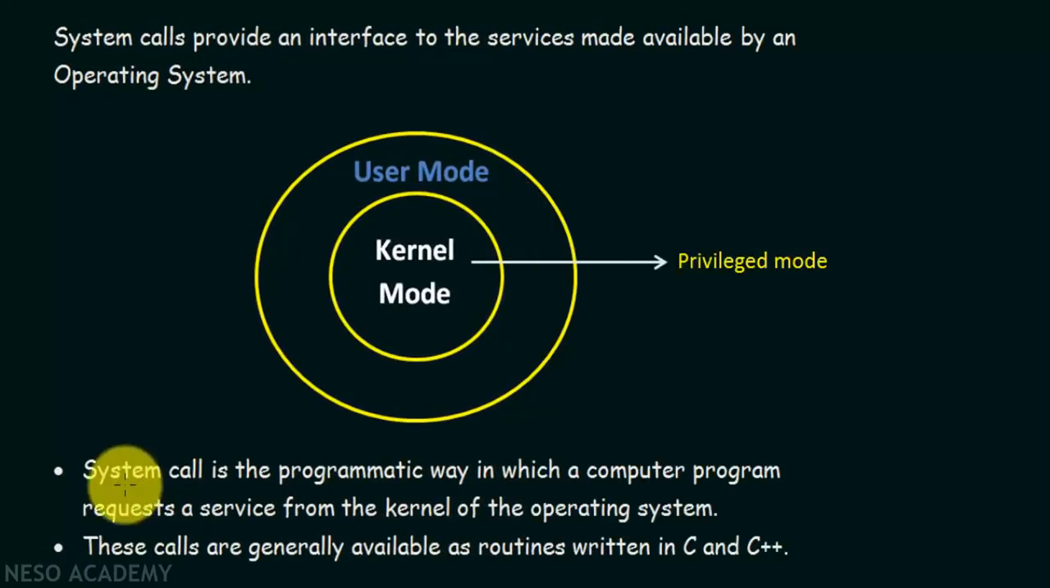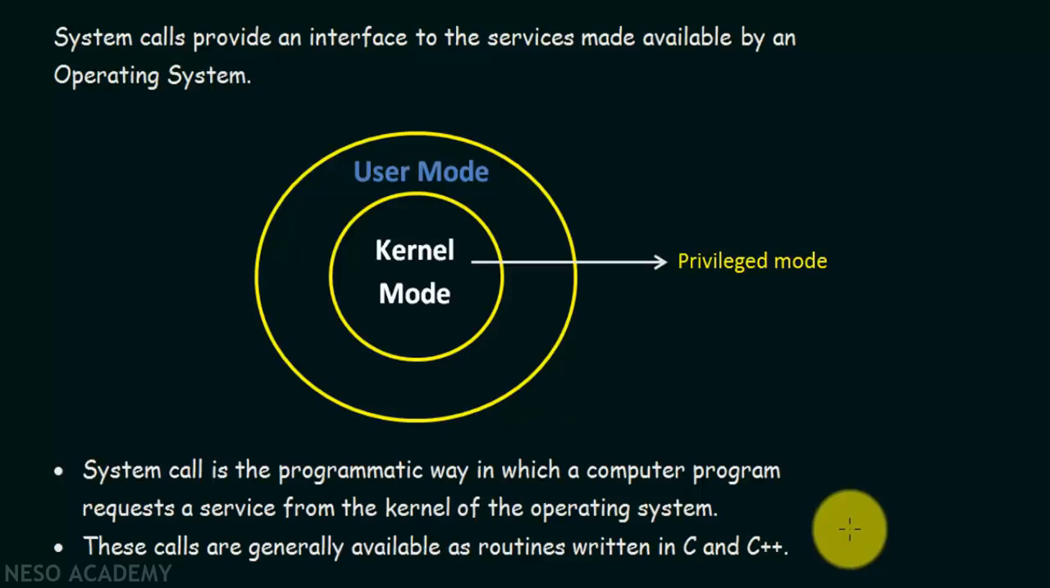So we can say that a system call is a programmatic way in which a computer program requests a service from the kernel of the operating system. So this is what I already told you. When it wants to request a service from the kernel of the operating system, the service could be anything like accessing some resources or something like that. So a system call is made for doing so. And these calls are generally available as routines written in C and C++. So this is the way we can define a system call.